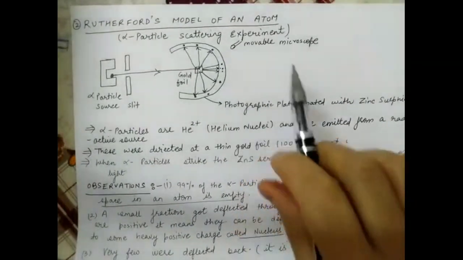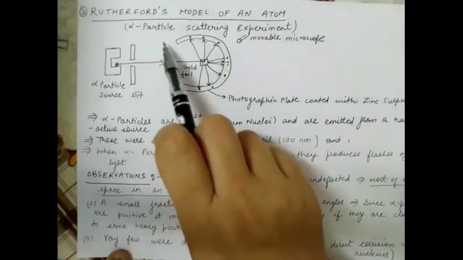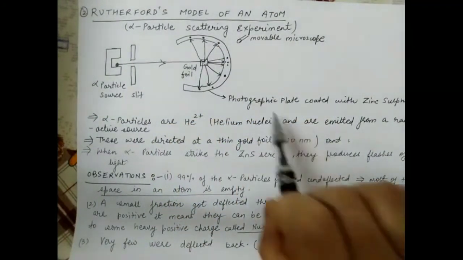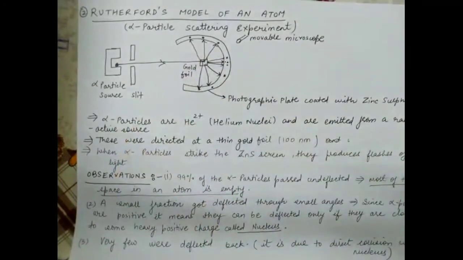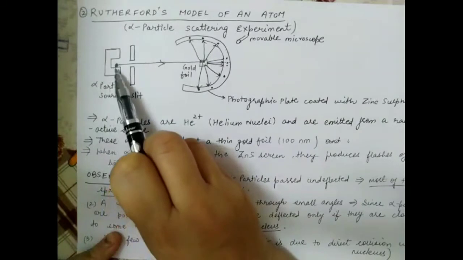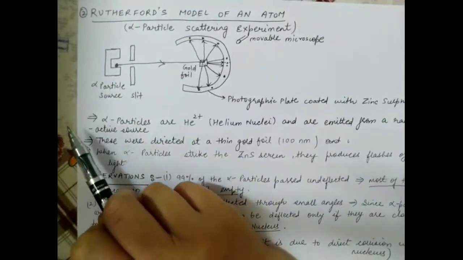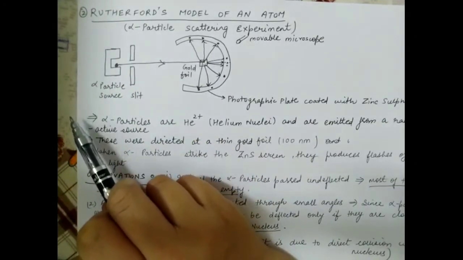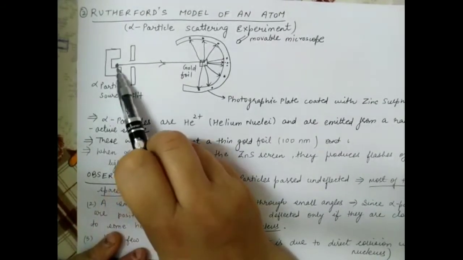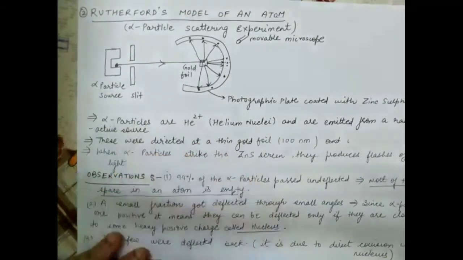Now, the Rutherford model of the atom is linked to a famous alpha particle scattering experiment, the gold foil experiment. This is the experimental setup. This is the alpha particle source, some radioactive substance. What are radioactive substances? Radioactive substances are those which continuously emit radiations. This radioactive substance is emitting alpha rays, alpha particles.